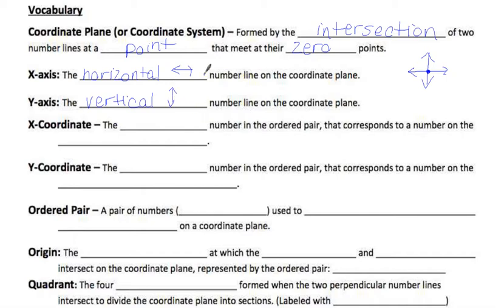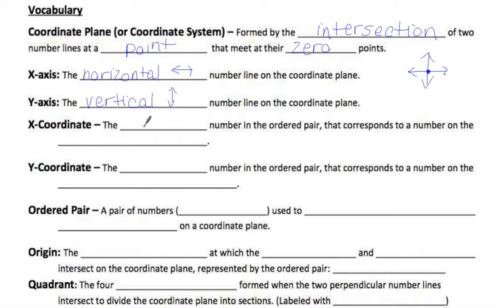A lot of students have trouble remembering the difference between the x and the y, and I want you to think of this little trick. When you have a question in class, you always put your hand straight up into the air and you say, why do I need to know that? Why is that going to be on my test? So the vertical line is the y. That's why you always ask why during class.